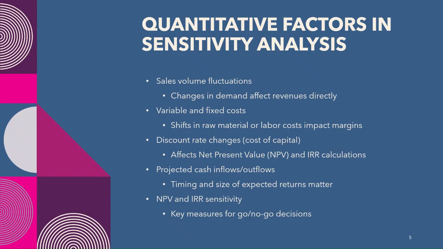Discount rate changes are often measured through the cost of capital and affect net present value and internal rate of return calculations. Projected cash inflows and outflows also matter because the timing and size of expected returns determine profitability. Finally, measures like NPV and IRR are tested under different conditions to guide go or no-go decisions.